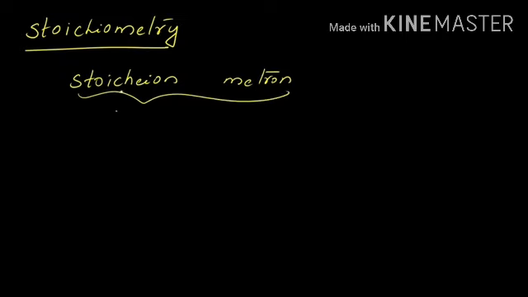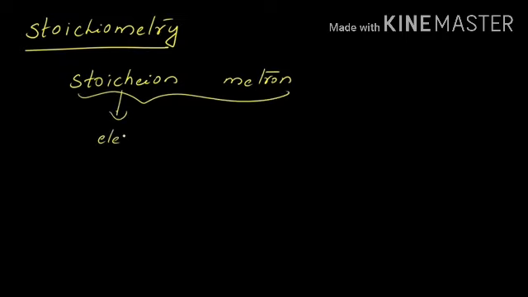So let us learn about the stoichiometry today. What is stoichiometry and how do we do calculations, the numerical problems that are involved in stoichiometry? All those things we are going to discuss today. Now, stoichiometry is derived from two Greek words. What are those two Greek words from which the term stoichiometry is derived? It is stoichion and metron.